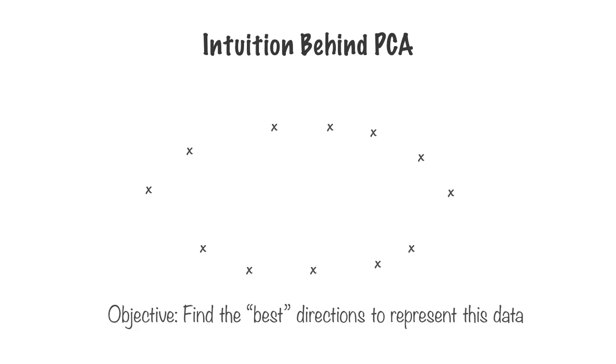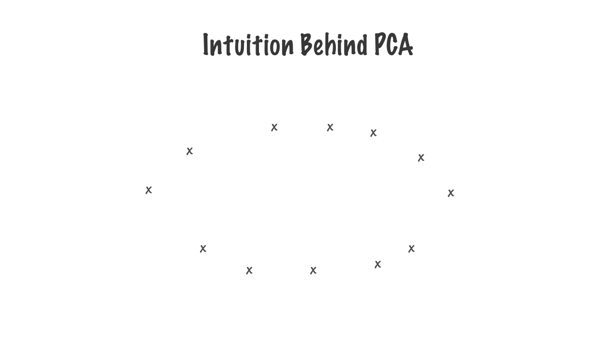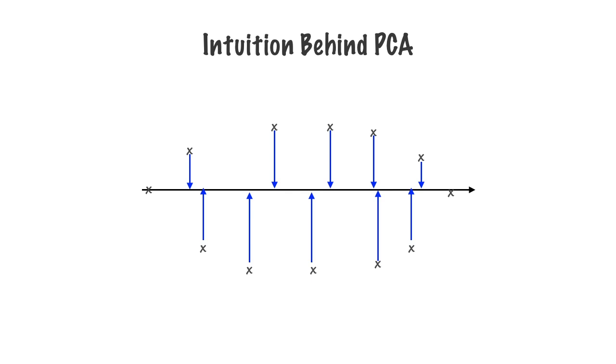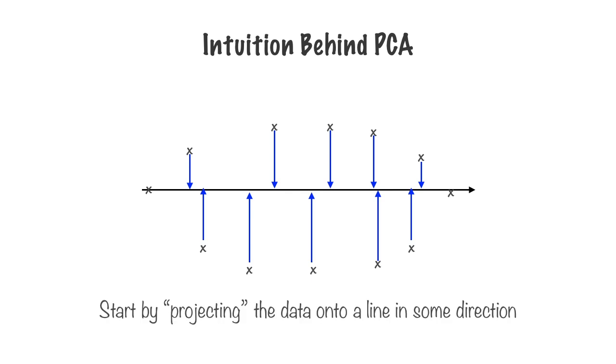We have a number of data points here, all the x's that you see on screen. Our objective is to find the best directions or the best axes to represent this data. You can start off by drawing some line in some direction and projecting all of the data points onto that line. For example, we've drawn a horizontal line here, and all of the data points we've projected or moved onto that line.